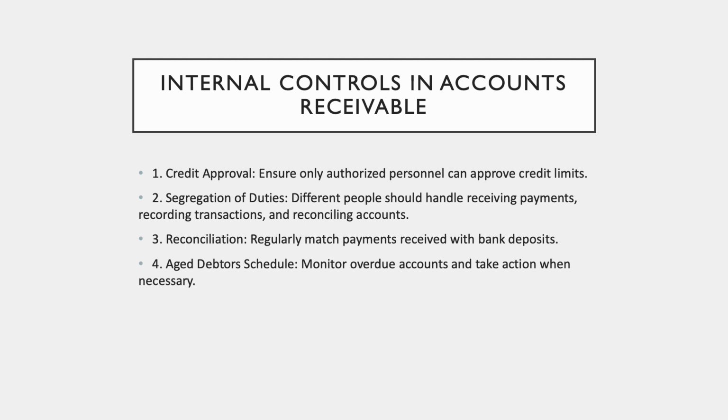Now, let's talk about internal controls. These are processes designed to prevent errors and fraud. For accounts receivable, key controls include credit approval, segregation of duties, reconciliation, and monitoring an aged debtor schedule.